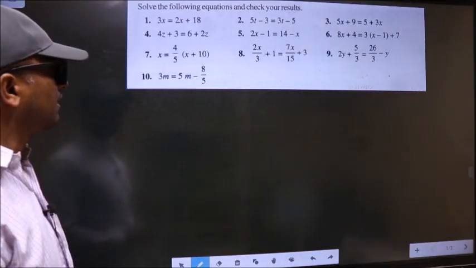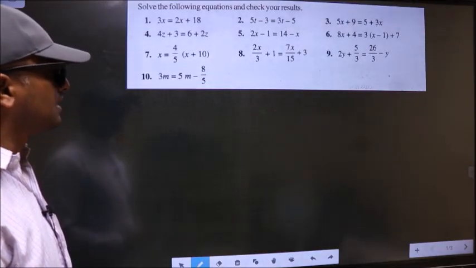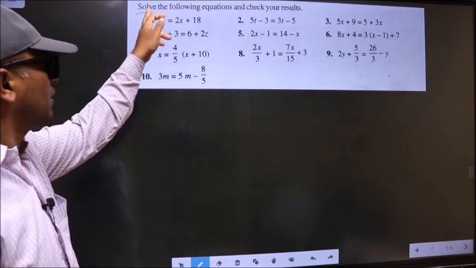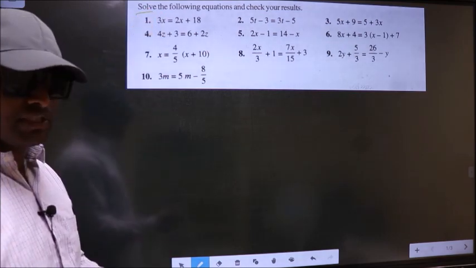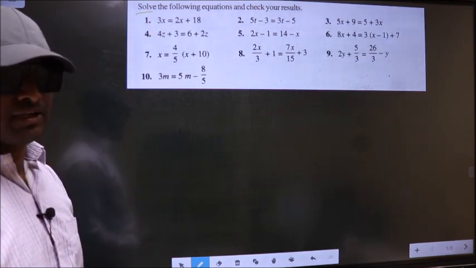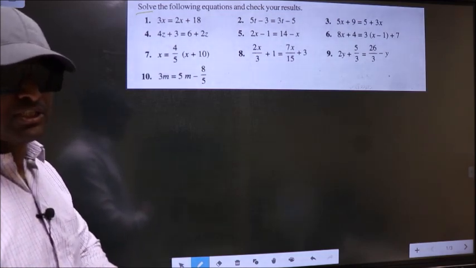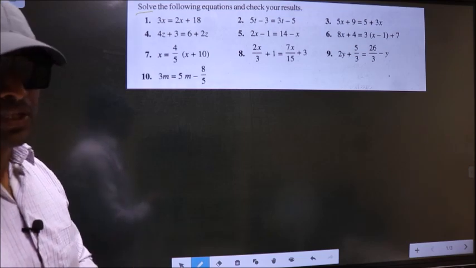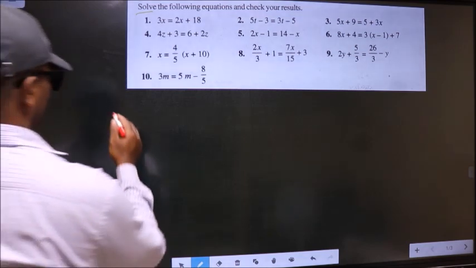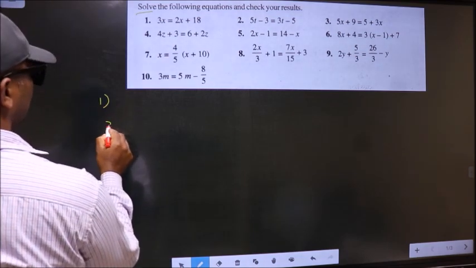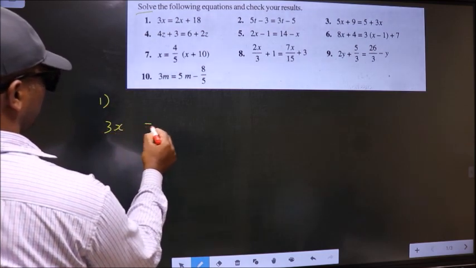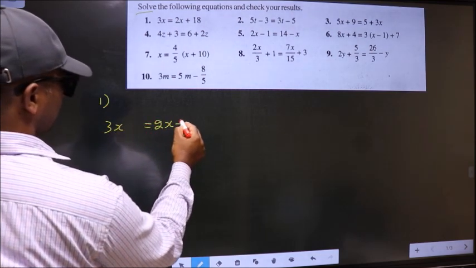Solve the following equations and check your results. Here they told us to solve, which means we should find the value of whichever variable is given, and also we should check our results. So the question 1 is 3x equal to 2x plus 18.